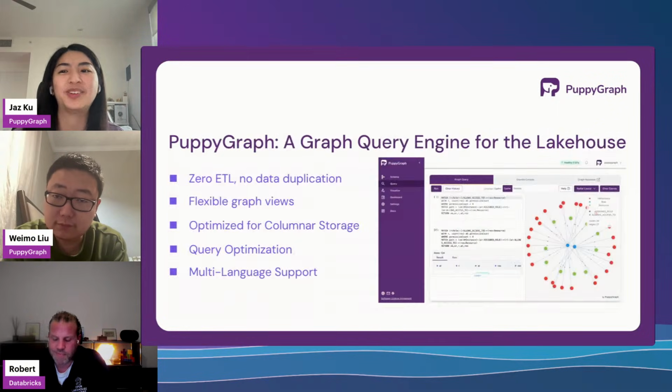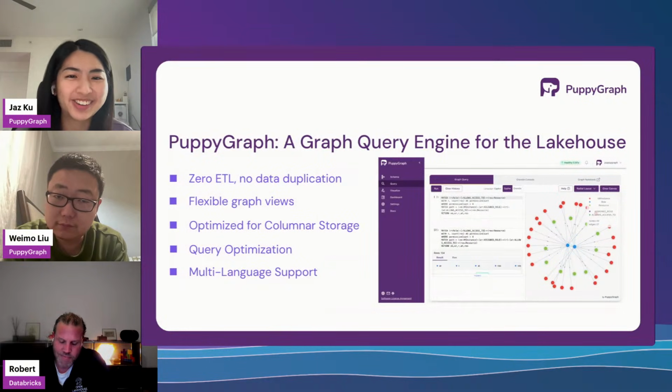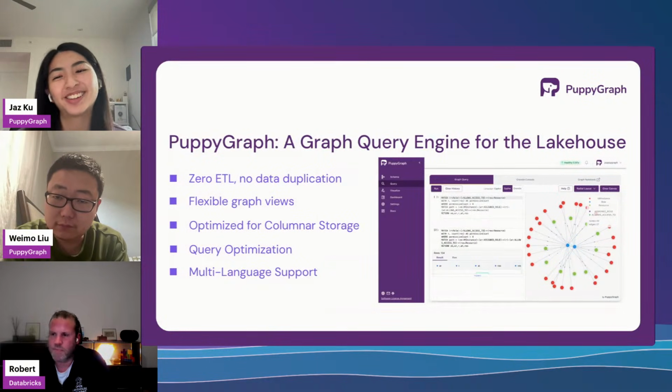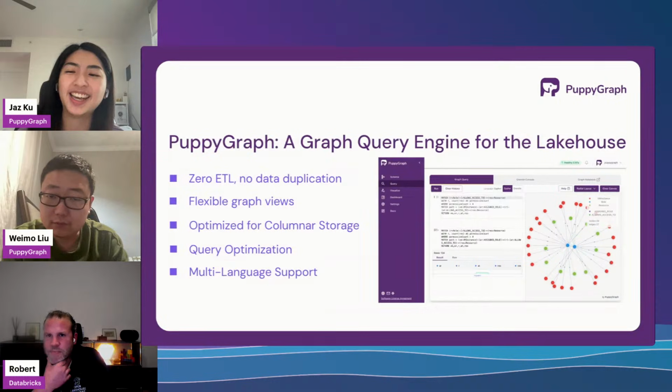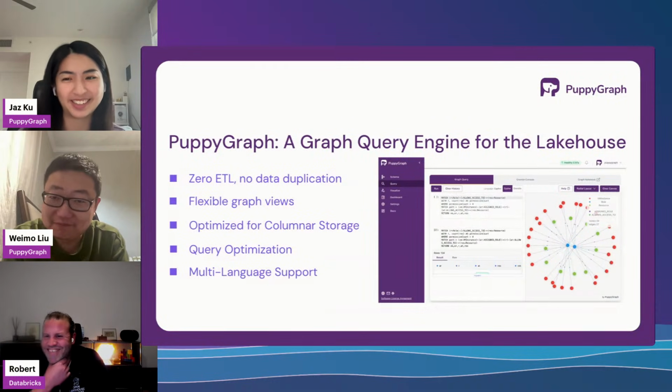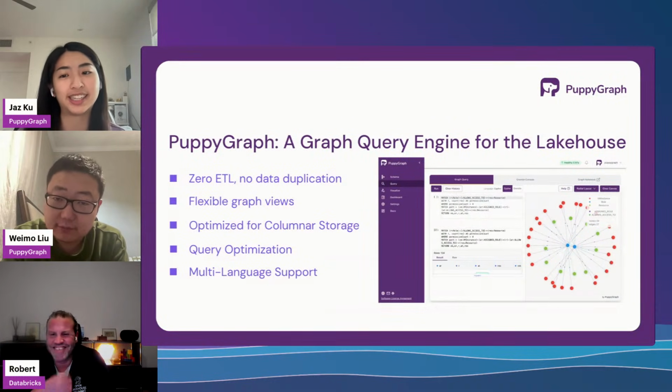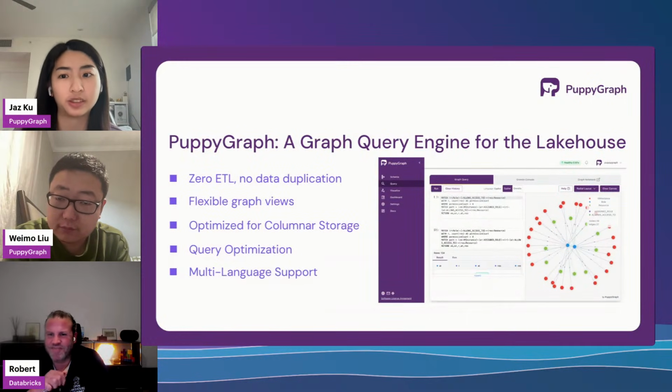And so with that, we move on to PuppyGraph, a graph query engine for the graph lakehouse. Otherwise, you just have a lakehouse. And so, like we said, PuppyGraph introduces this idea of zero ETL with no data duplication because we're able to connect directly to your data source.